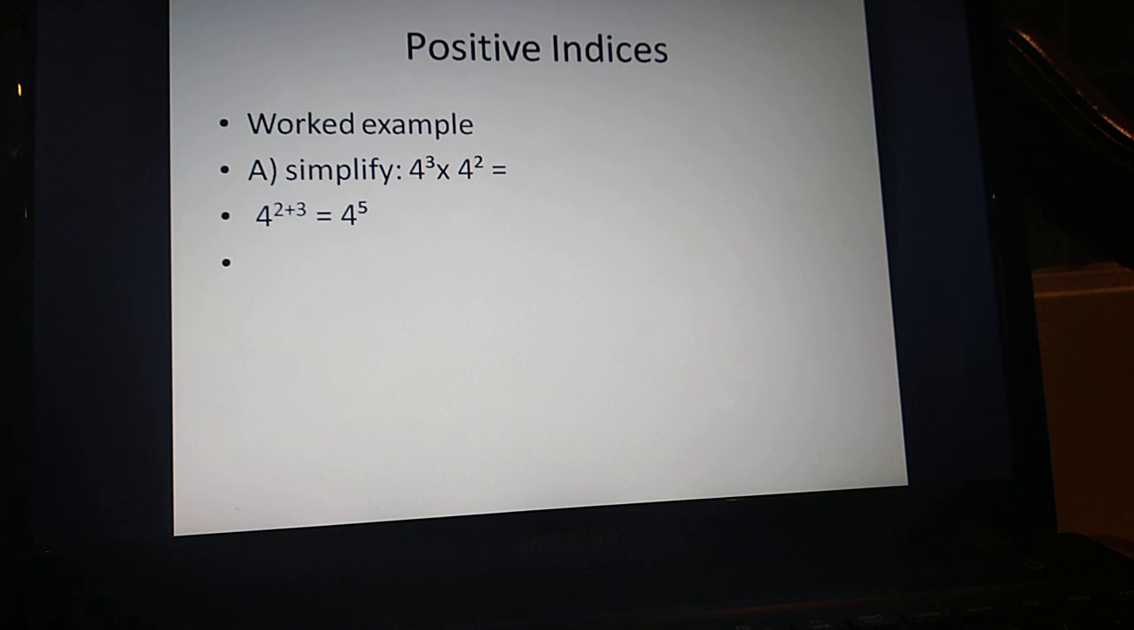This is 4 to the power 2 plus 3, which is 4 to the power 5. And that's it. That's all you need to do. Part B says, simplify 2 to the power 5 divided by 2 to the power 3. Since we have division, all you have to do is subtract the indices. 2 to the power 5 minus 3 means 2 to the power 2. Good? Now, let's see how well you will do in C.